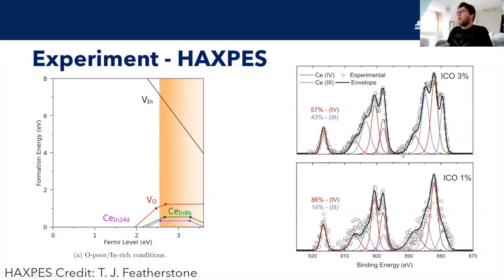And then what we have on the right here are two different XPS spectra of a cerium-doped indium oxide film, one at a very low concentration and one at a very high concentration. And what these basically represent are two different snapshots of two different Fermi levels. So the low doped cerium indium oxide film represents a situation down here, whereas the more heavily doped cerium indium oxide film is at a higher Fermi level.